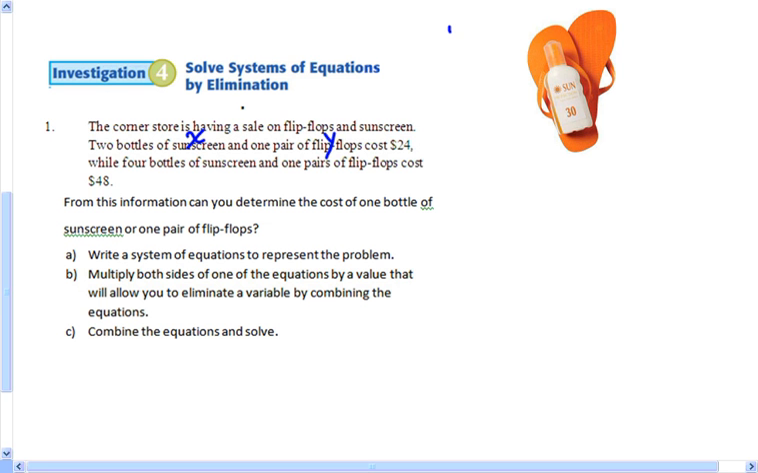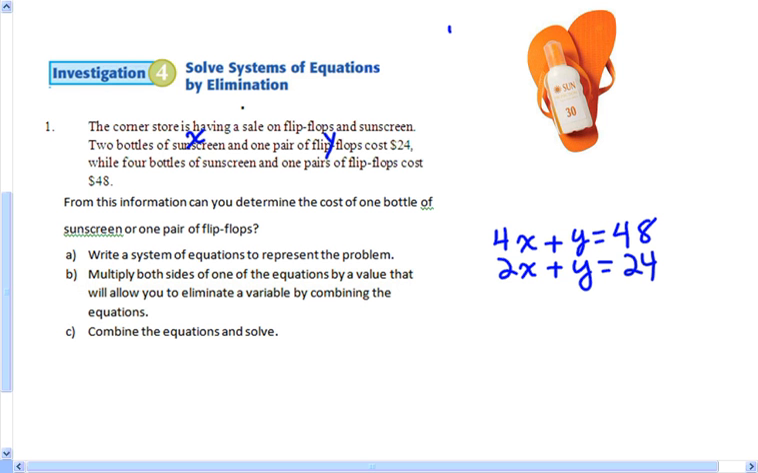Let's let x be the cost of sunscreen and y be the cost of flip-flops. Then we get this equation: 2x plus y is equal to 24. And that's 2 bottles of sunscreen and a pair of flip-flops for $24. And 4x plus y, so 4 bottles of sunscreen and 1 pair of flip-flops costs $48.